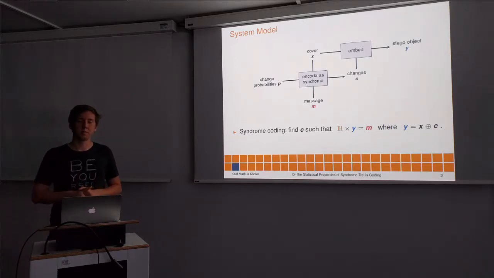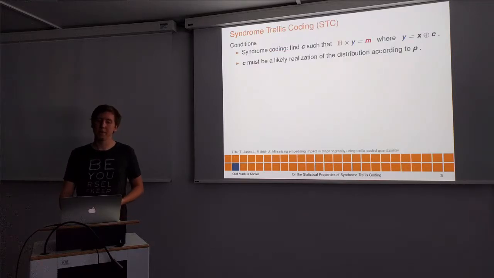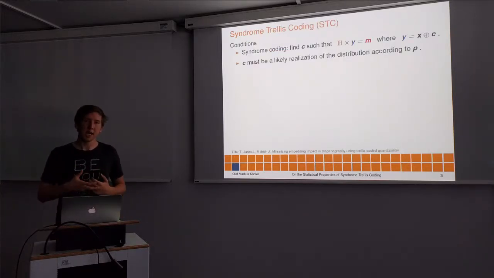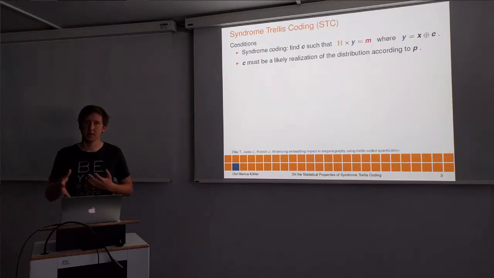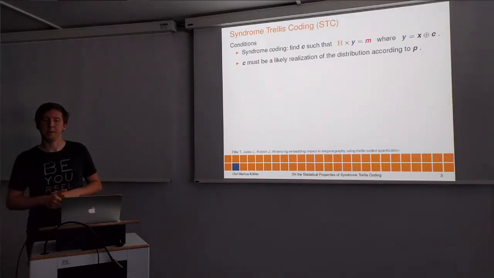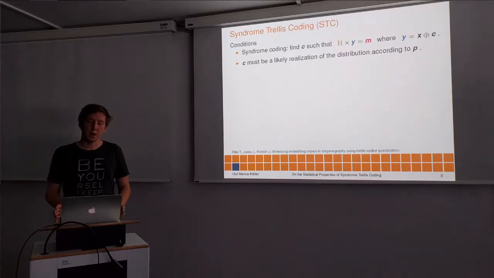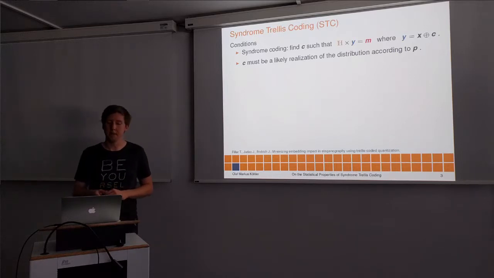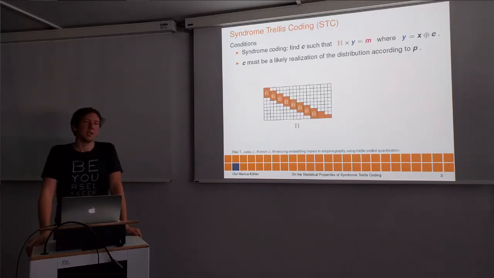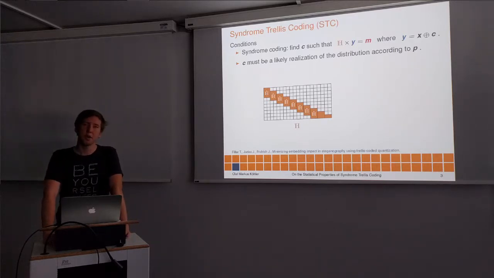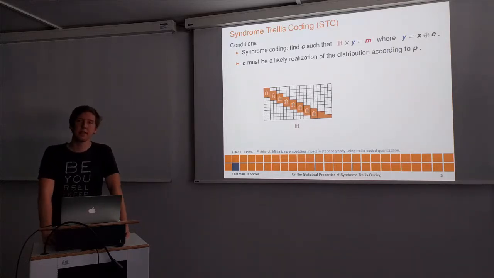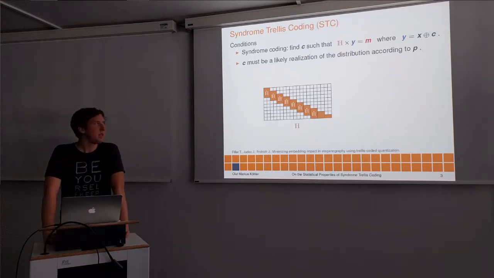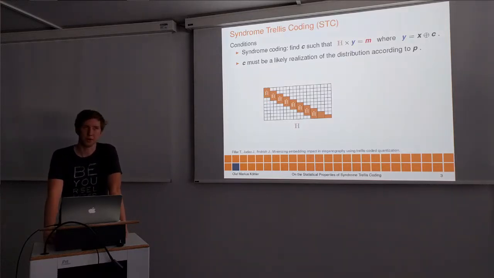So what we can do is use syndrome Trellis coding, where we have this syndrome coding as a condition, but also the idea that our change vector C shall be a likely realization of the distribution that we define with our probability vector P. Okay, so how do we do this in syndrome Trellis coding? Well, we construct our coding matrix in a very particular manner, where we use the submatrix H hat and concatenate the submatrix again and again with itself, shifting it down a row each time we concatenate it. This specific construction allows us to use the Viterbi algorithm, achieving these probabilities at the same time as solving the syndrome coding problem.